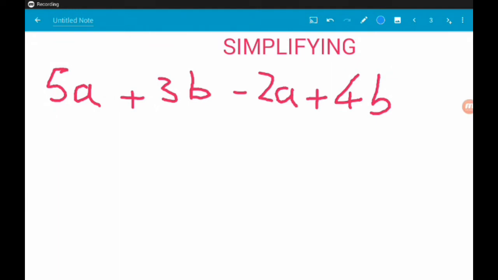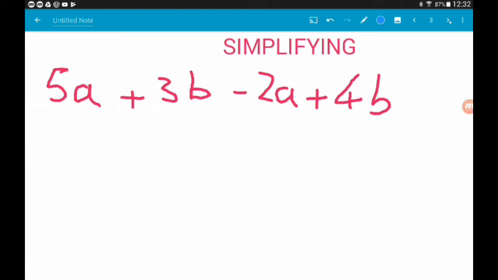Okay, so simplifying is all about writing algebraic expressions in as few terms as possible. So here, with this guy, 5a plus 3b minus 2a plus 4b has, at the moment, 4 terms. But what we can do is collect together like terms. So what I mean by like terms here are the same letter terms. So we've got two different types of term here. We've got a's and we've got b's.